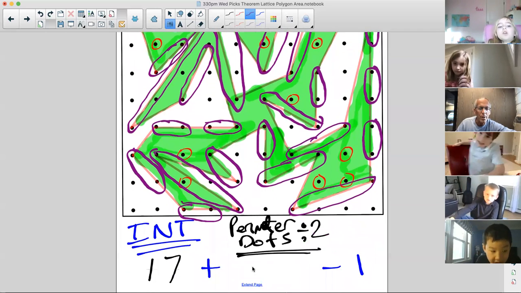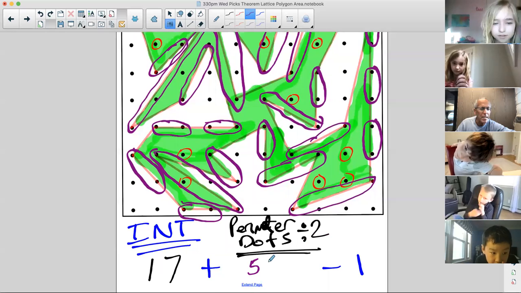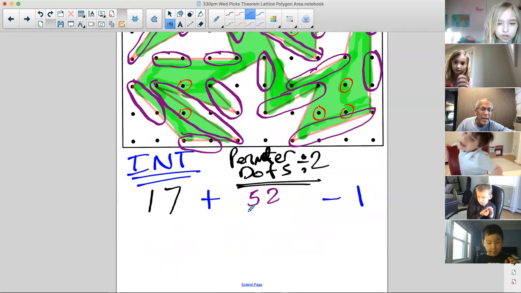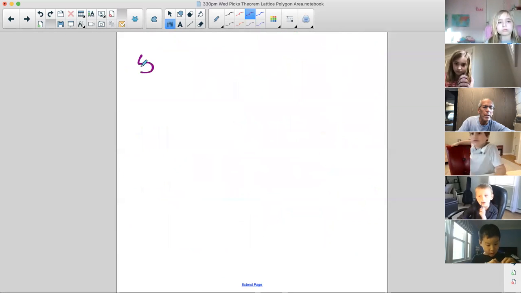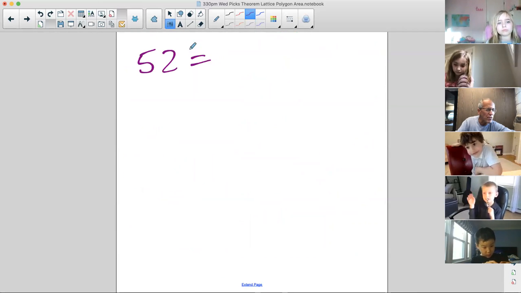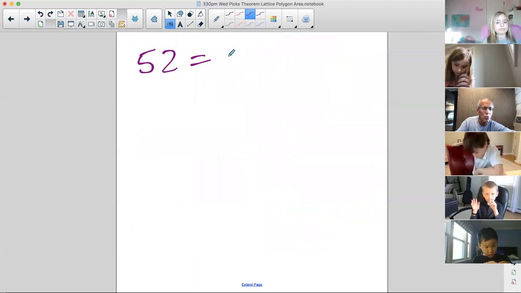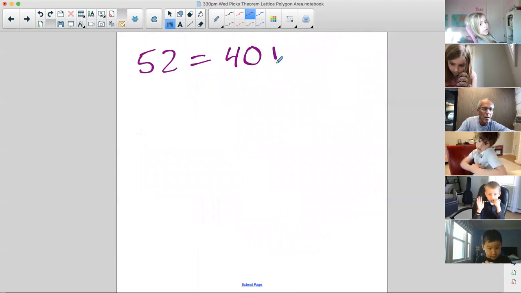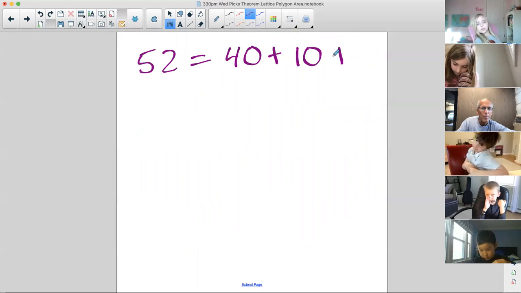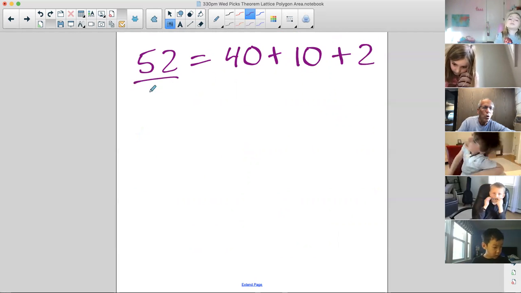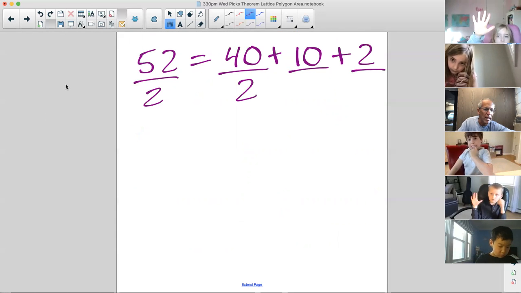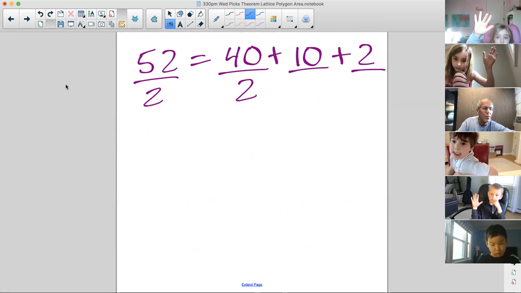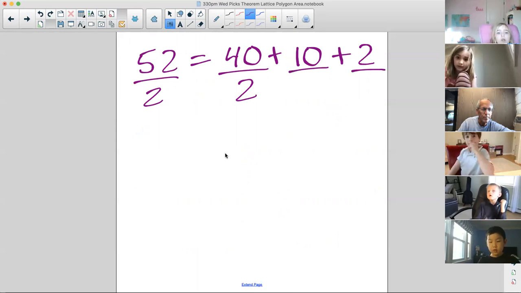52 perimeter dots. Now, we have got to cut that number in half. So what we're going to do is partition 52 into 40 plus 10 plus 2. Now, who can tell me what is half of 40? Raise your hand if you can tell me half of 40. Say it on 3. 1, 2, 3, go. 20.